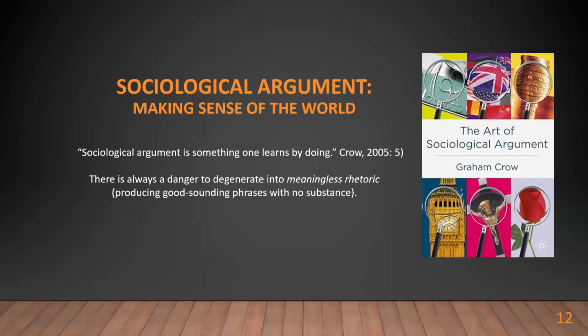And as Graham Crow, who wrote the book, says, sociological argument is something one learns by doing. And I very much hope that you, as students in the classes that are going to follow, will be doing exactly that. You will be developing your own sociological argument. And you will find what's necessary to support it, because there's always a danger of it degenerating into meaningless rhetoric. And that is a criticism we can address to Žižek. We may say, okay, Slavoj, you've made your point, but what data do you have to support your ideas?